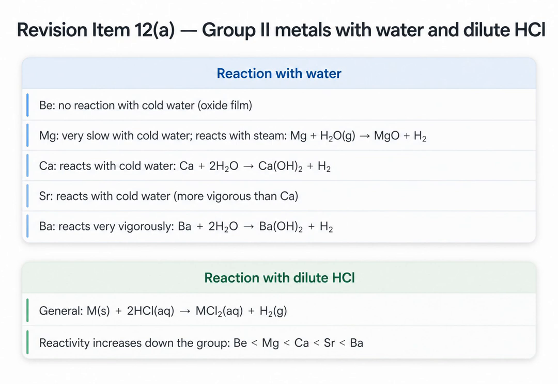Summarizing the practical trends, with water, beryllium shows no reaction in cold water because its oxide film is strongly protective. Magnesium is very slow with cold water, but reacts with steam to form magnesium oxide and hydrogen. Calcium reacts with cold water to form calcium hydroxide and hydrogen. Strontium does the same more vigorously, and barium reacts very vigorously. With dilute hydrochloric acid, the general equation is metal plus hydrochloric acid gives the chloride and hydrogen gas, and the rate increases down the group from beryllium to barium.